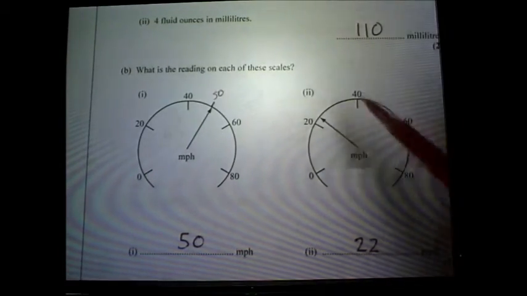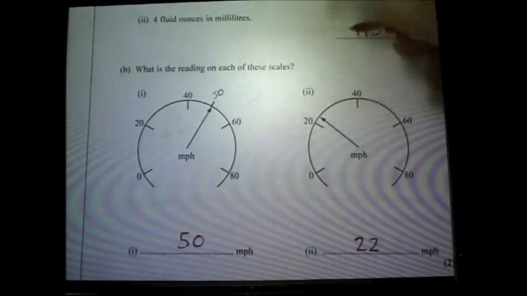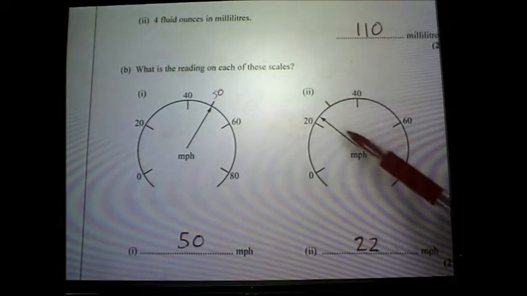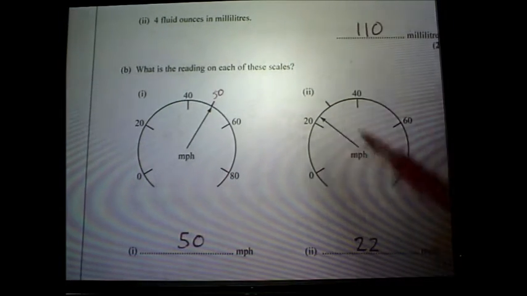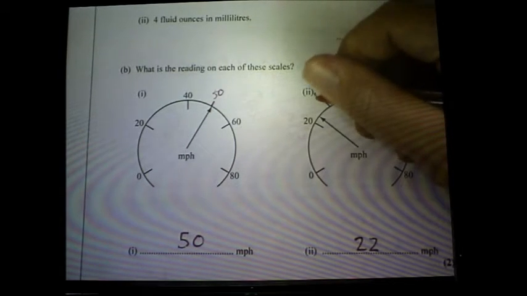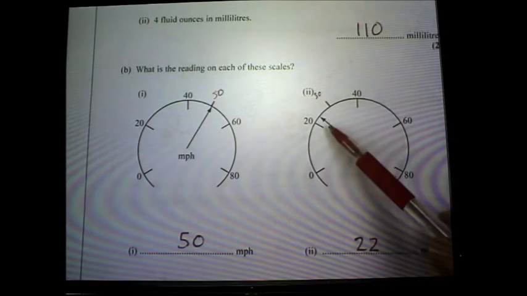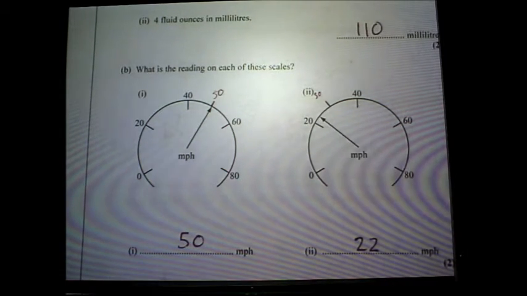And the next one, it goes from 20 to 40, I think 30 would be about there, so estimating what that's pointing at, I think it's about, there's my 30, I think it's around 22, the mark scheme will accept 21 to 23.